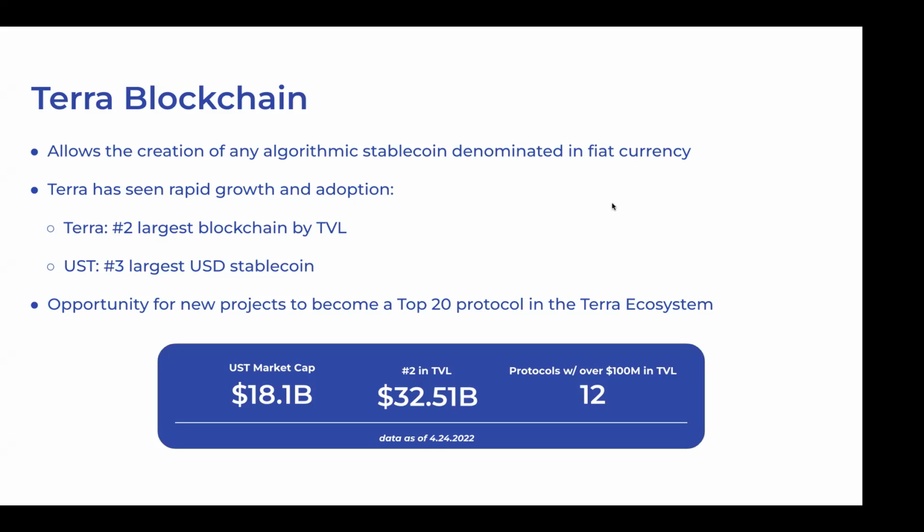The Terra blockchain allows for the creation of any algorithmic stablecoin denominated in fiat currency. And algorithmic stablecoins mean that the supply is based on another currency called Luna. And so to mint these new currencies, say you want to create, for example, one US Terra, which is the USD denominated fiat currency, you would have to burn $1 worth of Luna.